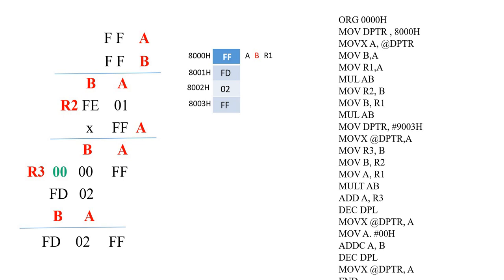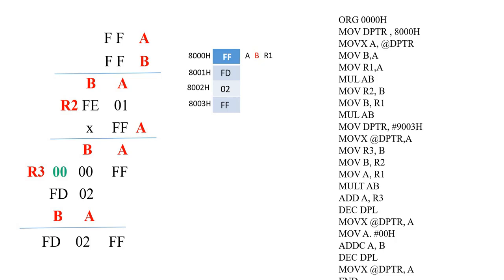Now here we will see the code with an example. The memory locations which I have considered here are 8000 to 8003, that is 8000H, 8001H, 8002H and 8003H. So we will give the input at 8000H. At 8000H we are giving the input as FF.